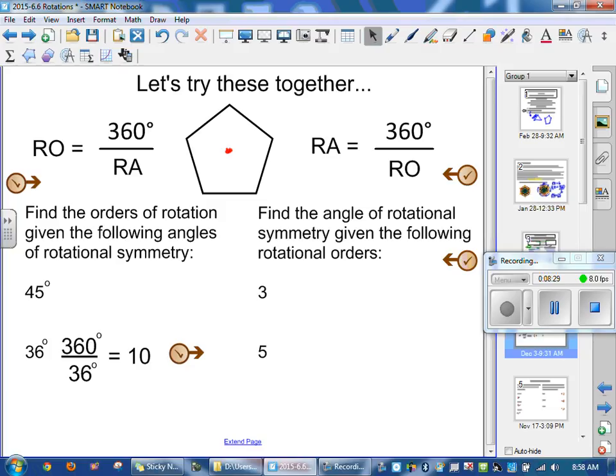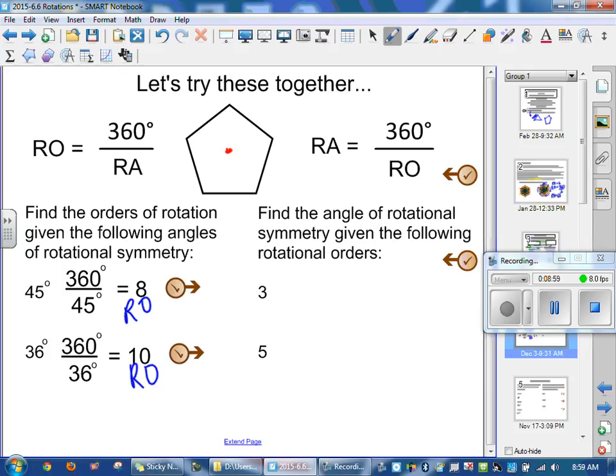Okay? So, 45 degrees. We're going to take 360 and divide by 45, and we'll get a rotational order of 8. Okay? Write those down, please, with the equations. 360 divided by 45, 360 divided by 36. And that's giving us our rotational order. This is rotational order. That's how many times it turned, where it can completely cover itself.